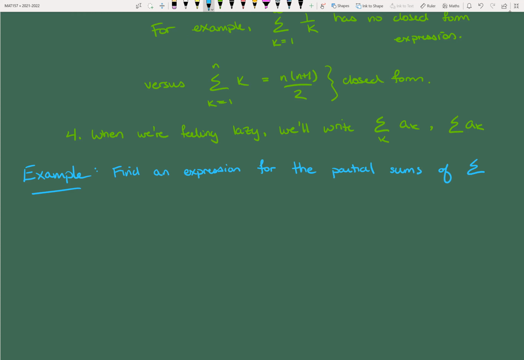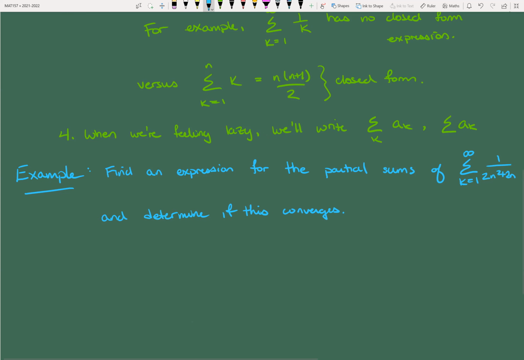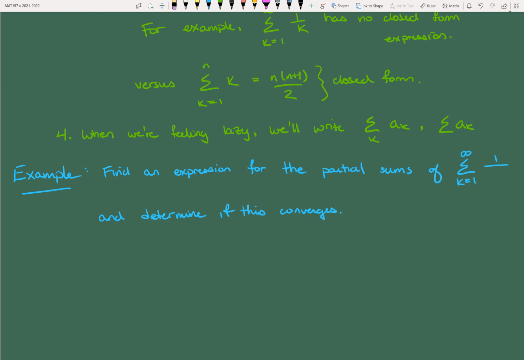So, for example, like this: the sum of 1 over 2n squared plus 2n, right? And determine if this converges. Okay, so that might be a little bit hard to read. Let me write that. So that's 2n squared plus 2n.